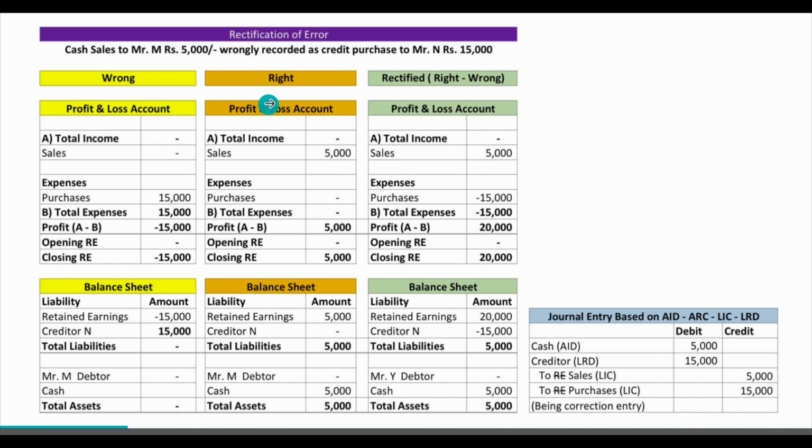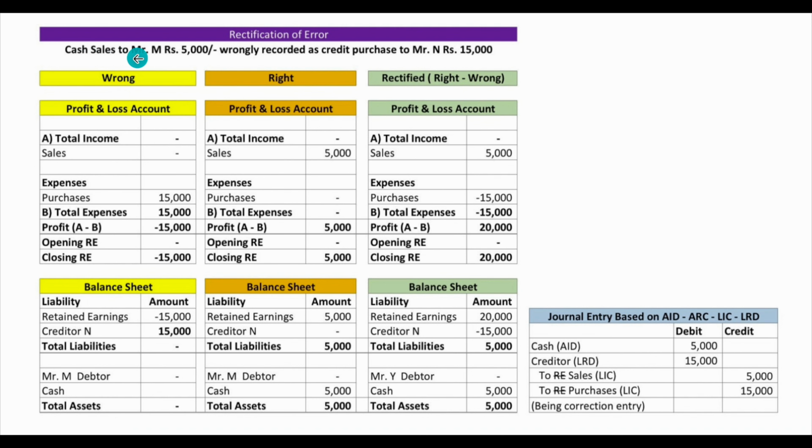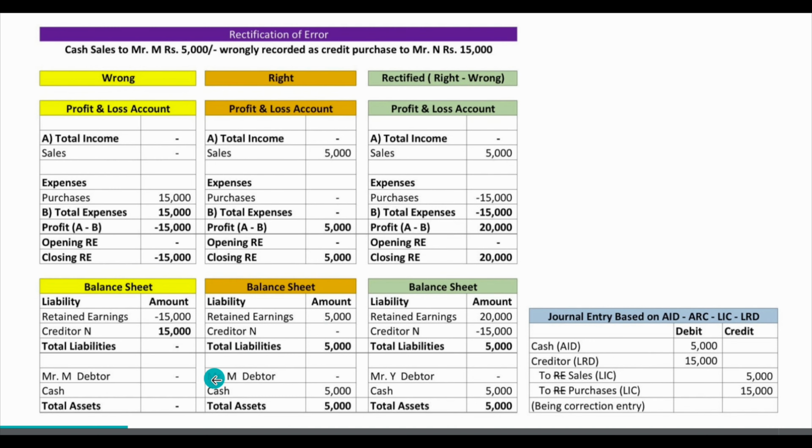Now what is right? Right is cash sales to Mr. M rupees 5,000. So sales 5,000, due to which profit is 5,000. So closing retained earning is 5,000. Now this closing retained earning appears on the balance sheet liability side as 5,000, and for cash sales, cash of the business increases to the extent of 5,000. So total liability 5,000, total asset 5,000, and our balance sheet tallies.